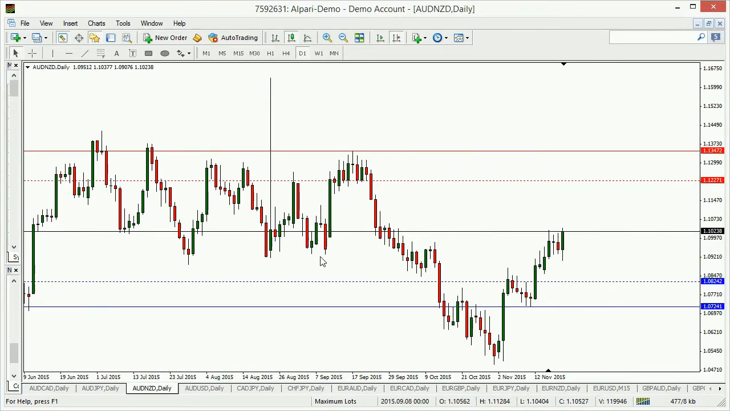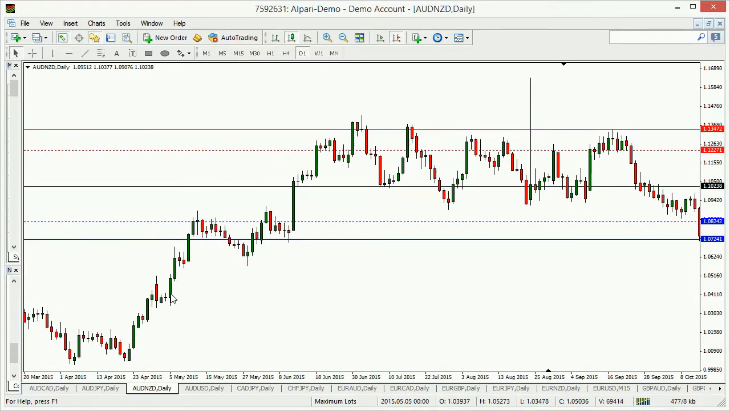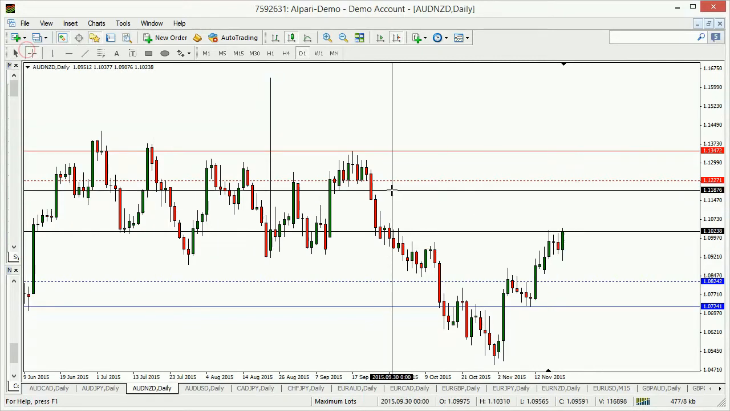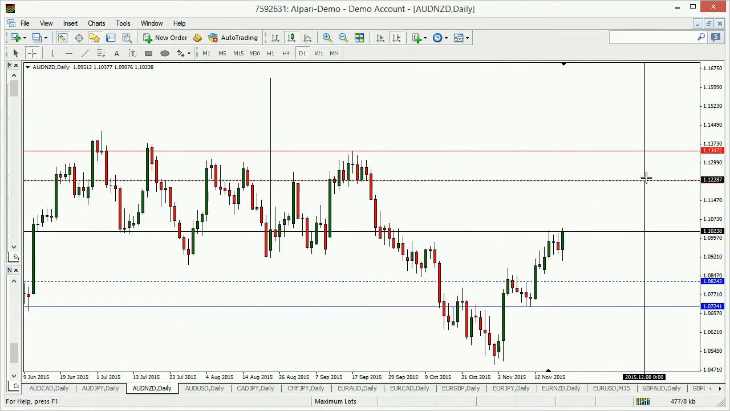Okay, so we were previously looking at this level down here, but price turned before that and has rallied up. We've had a bit of demand and it's rallied up again. We've also got this supply up ahead. Admittedly not the best looking supply, but we did have a very strong move out of there.